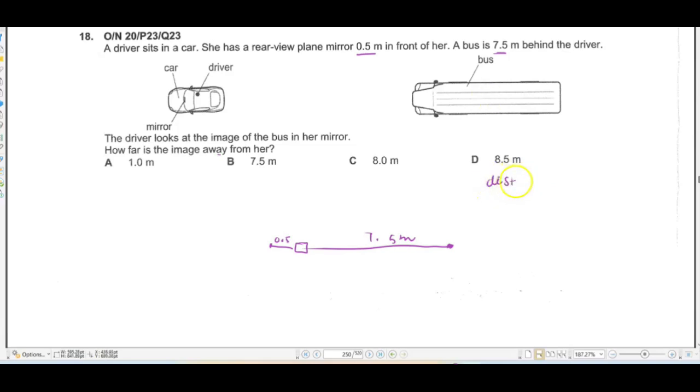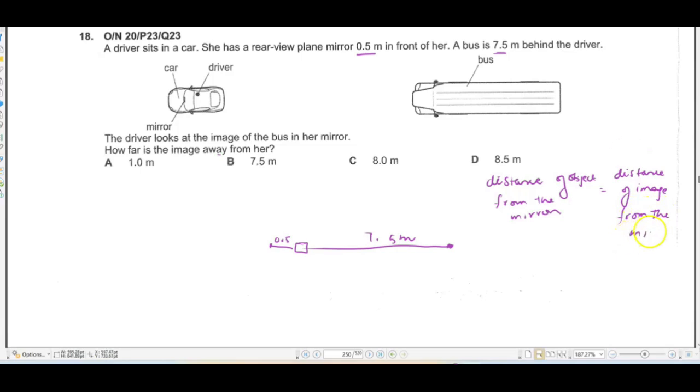distance of object from the mirror is equal to the distance of image from the mirror.